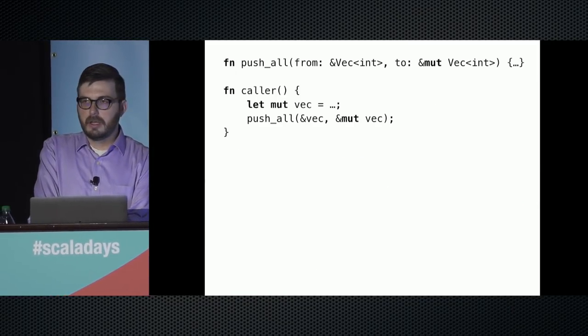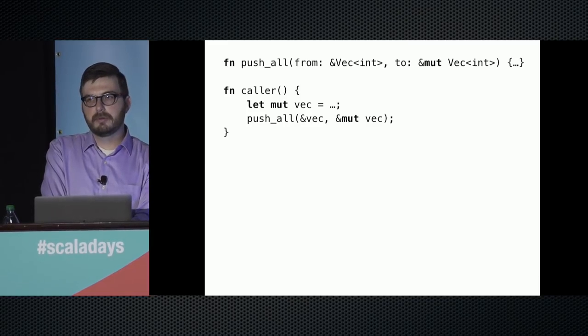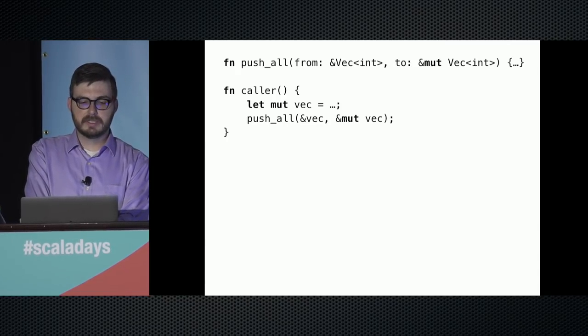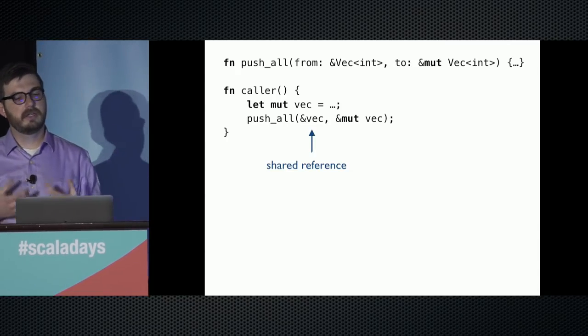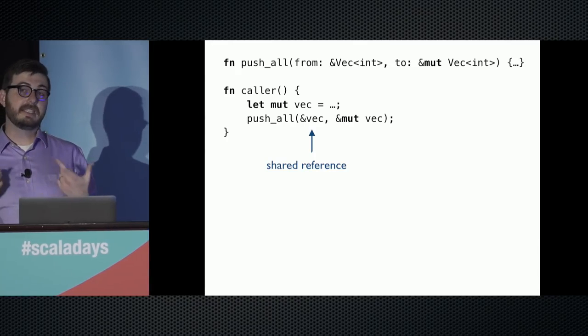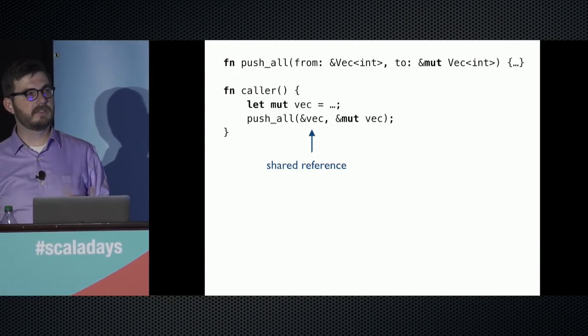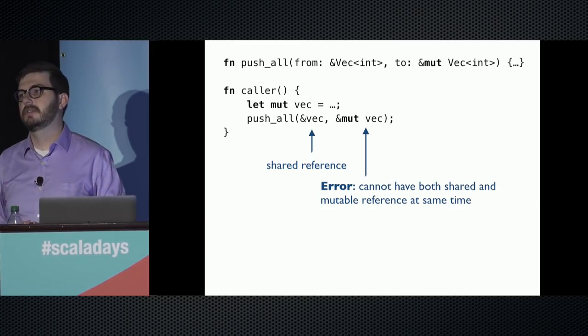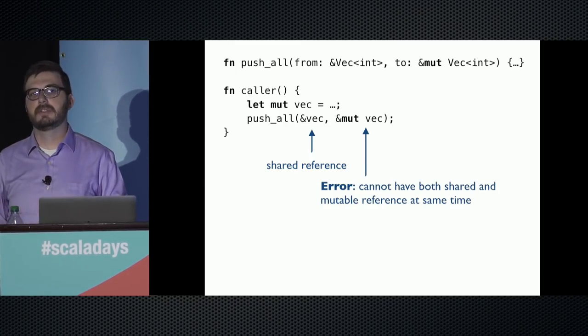Right, so I mentioned before that mutable references give you mutation but don't allow aliasing. So concretely what that looks like is if I had a caller that was trying to create at the same time a shared reference and a mutable reference to a vector, we get an error that says you can only have one mutable reference at a time.